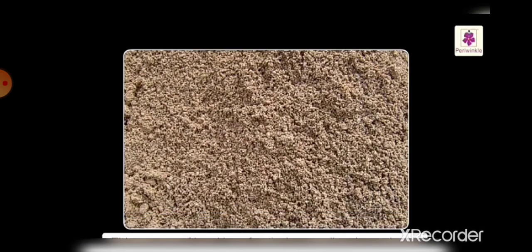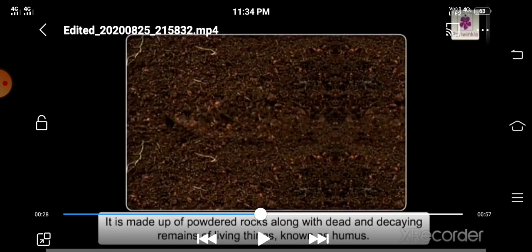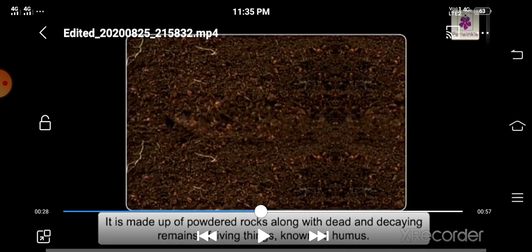Over time, rock breaks into small pieces. Then, dead plants and animals also play a very important role in the formation of soil. Soil is very important for the growth of the plant. Thus, soil is formed by breaking down of rocks. It takes thousands of years to form. It is made up of powdered rocks along with dead and decaying remains of living things known as humus.